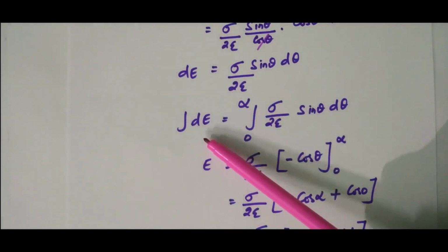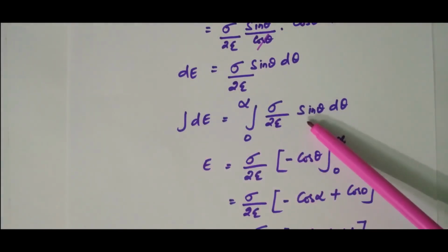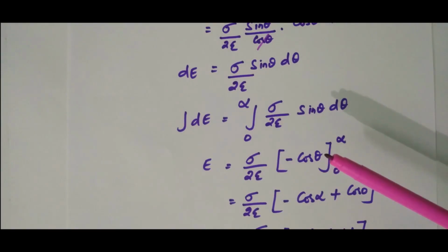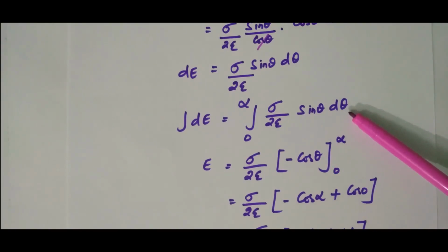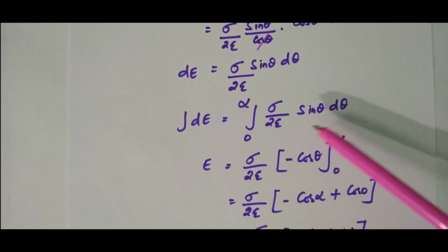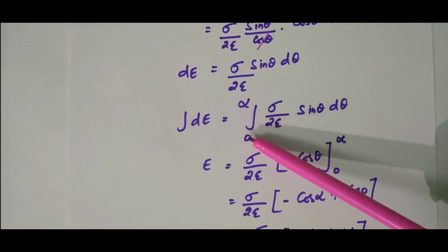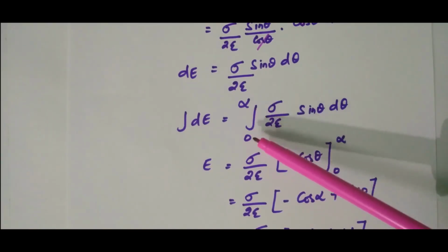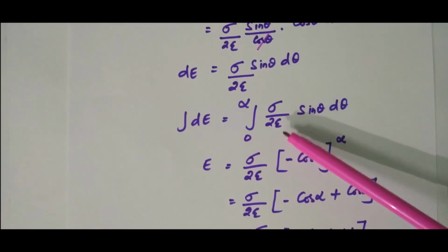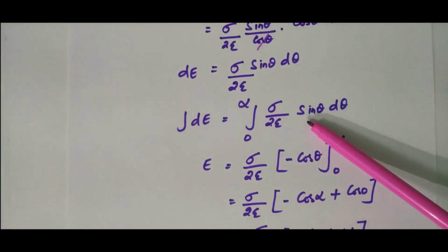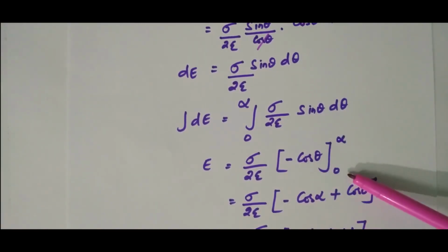So integral dE equal to integral sigma divided by 2 epsilon sin theta d theta. What is the limit for this integration? We need to consider the entire radius of the disk. Entire radius is a meter. But the integration is with respect to theta, so we are considering the angle alpha. When the radius increases, the alpha also increases. So we are taking the limit 0 to alpha, equivalent to 0 to a. Sigma divided by 2 epsilon is constant, only we have sin theta. Integral sin theta is minus cos theta. We need to substitute the upper and lower limits, alpha and 0.